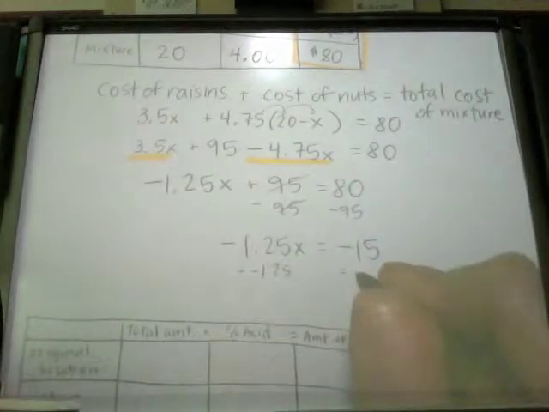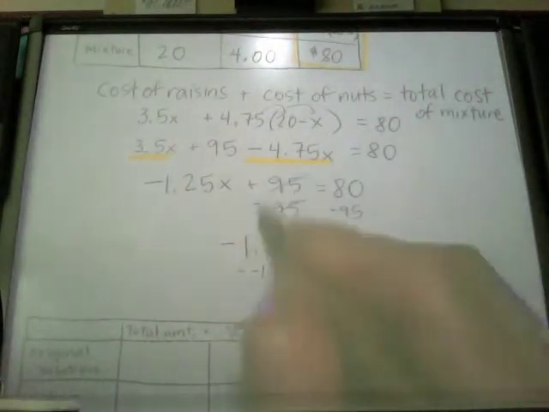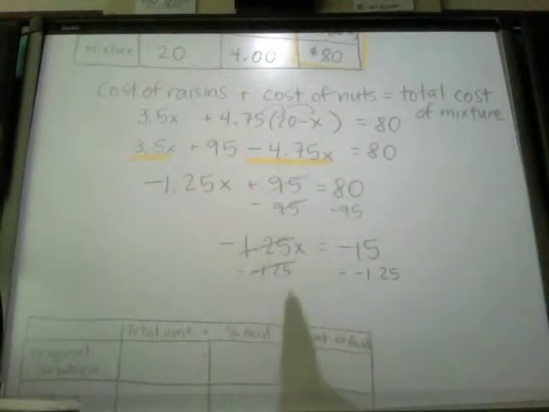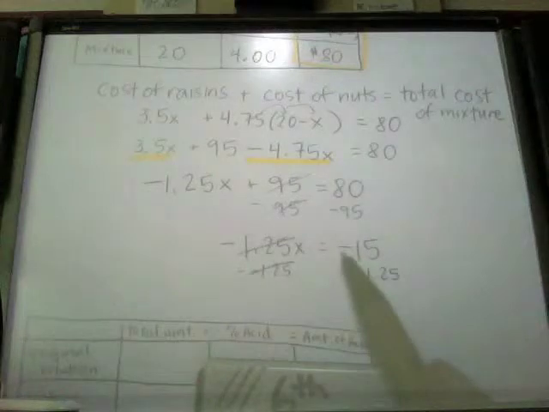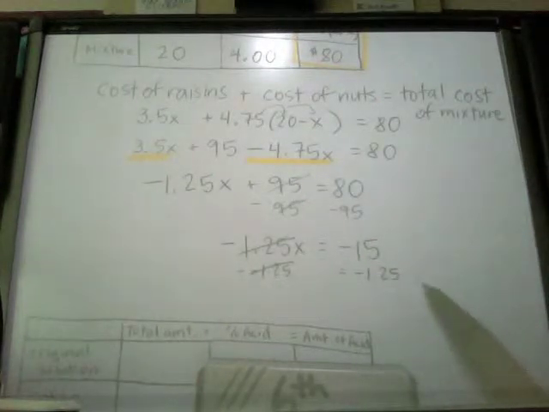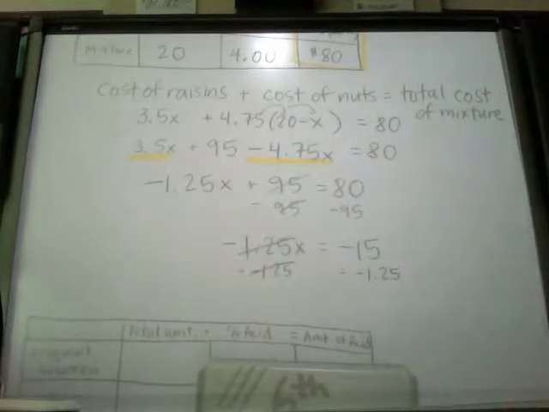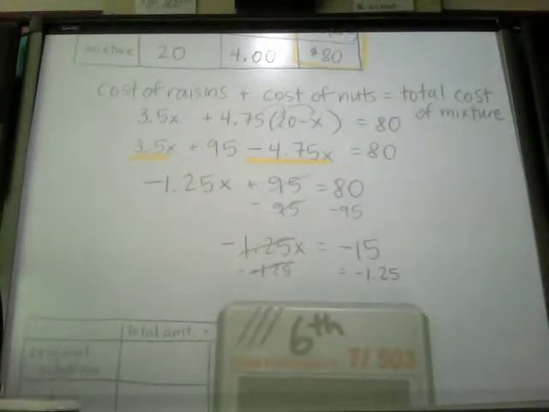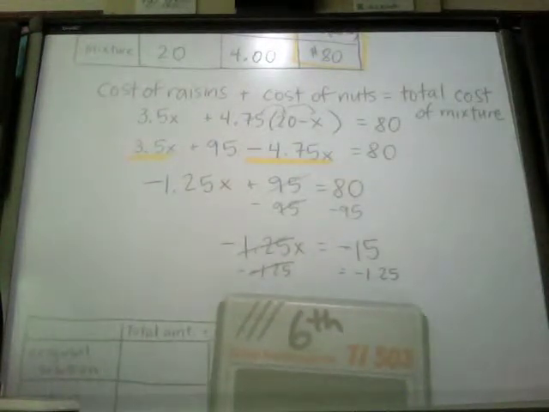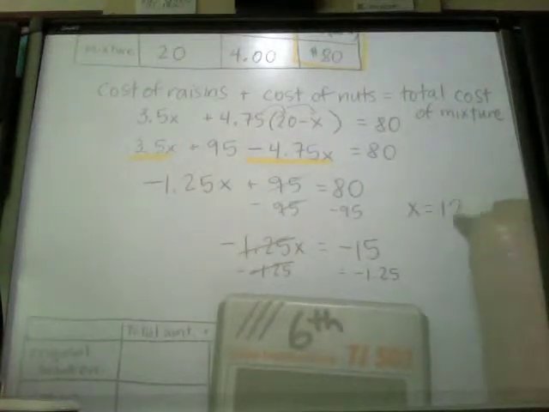And finally, to get the x by itself, remembering that this is negative, and that's okay, divide both sides by negative 1.25. And this should come out a positive number. I can't have a negative amount of raisins. That doesn't make sense. But it will come out positive, negative divided by negative. So I know I'm going to get a positive answer. I just go 15 divided by 1.25, and I get x equals 12.